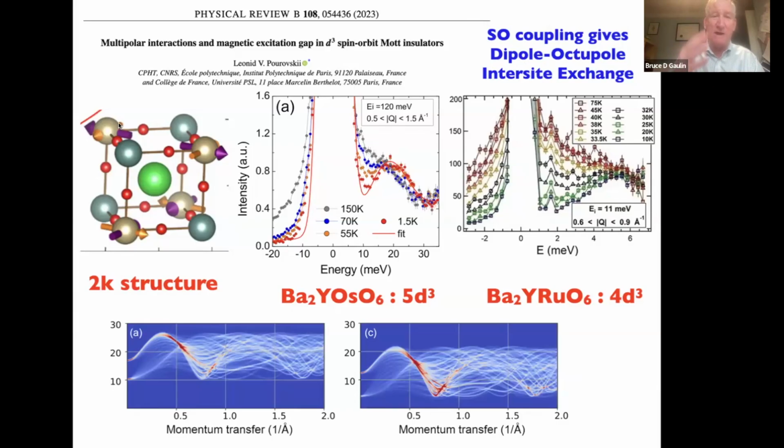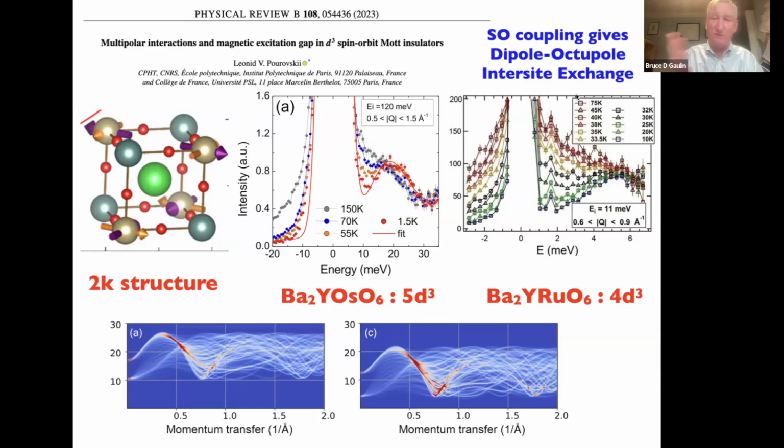And the bottom line, I won't go into any more detail, is that there are both dipoles and octopoles occupying the osmium sites, and the dipoles actually order into this 2K structure. So it's a similarly simple Neel state, but it's not a single wave vector Neel state. It's a 2 wave vector Neel state. And the gap is generated by the coupling between the dipolar degrees of freedom and the octopolar degrees of freedom.